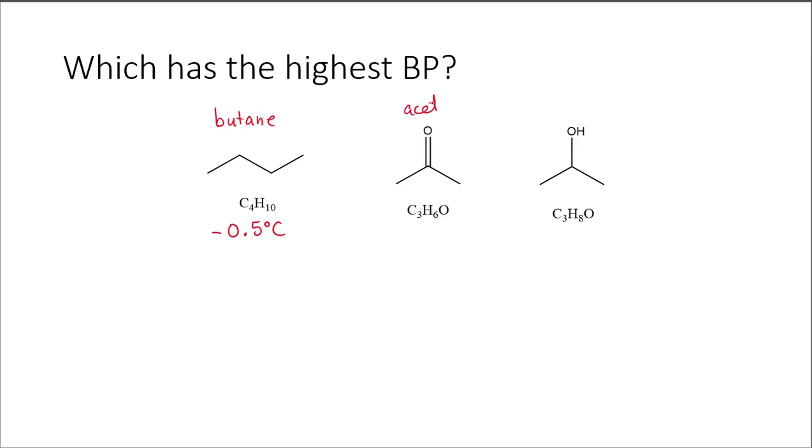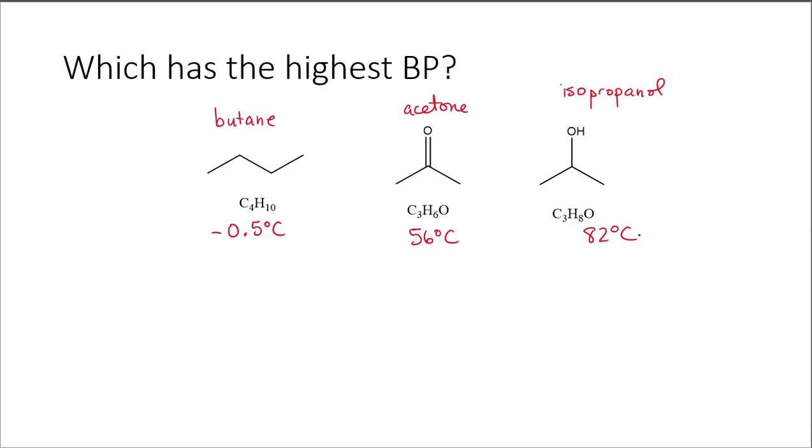The next molecule here is acetone, C3H6O. I'm going to look up its boiling point right now. Acetone. 56 degrees Celsius. And I'm going to look up the boiling point of that last molecule, which is isopropanol. This is the rubbing alcohol. Boiling point of isopropyl alcohol. 82 degrees Celsius.